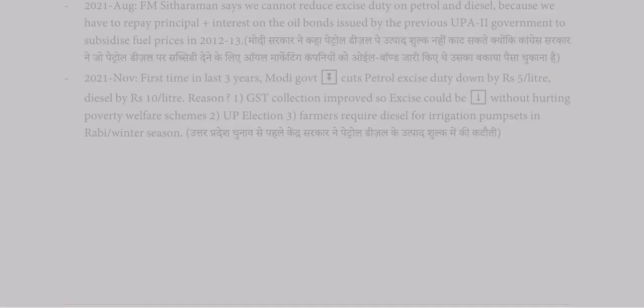In August 2021, FM Sitharaman said we cannot reduce excise duty on petrol and diesel because we have to repay principal plus interest on the oil bonds issued by the previous UPA government to subsidize fuel prices in 2012-13. In November 2021, for the first time in the last 3 years, the Modi government cut petrol excise duty by 5 rupees per litre and diesel by 10 rupees per litre. Reasons: 1. GST collection improved so excise could be cut without hurting poverty welfare schemes. 2. UP election. 3. Farmers require diesel for irrigation pump sets in the Rabi winter season.